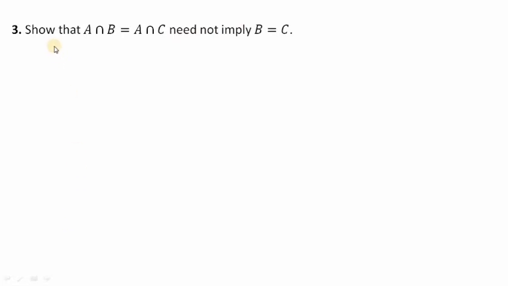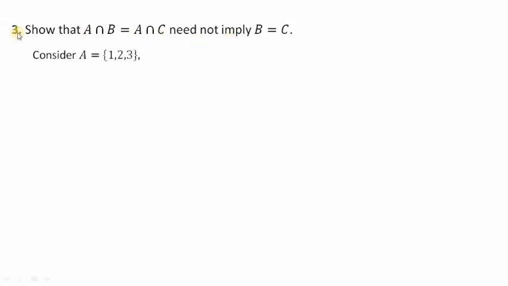Question number 3 says show that A intersection B equals A intersection C need not imply B equals C. Basically, the question is asking you to give an example where A intersection B and A intersection C are equal, but B equals C is not possible. We need to form an example here, as you are going to disprove it. Whenever you disprove anything, you have to search for an example, and we call it a counterexample.